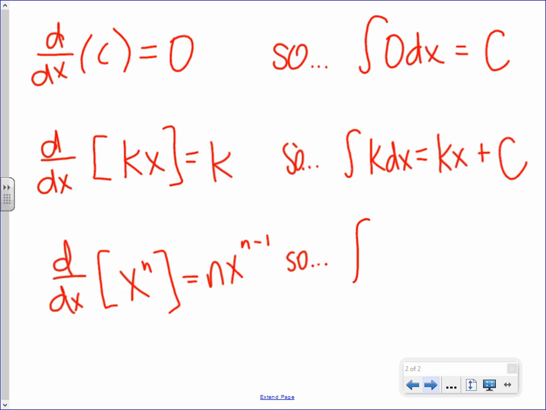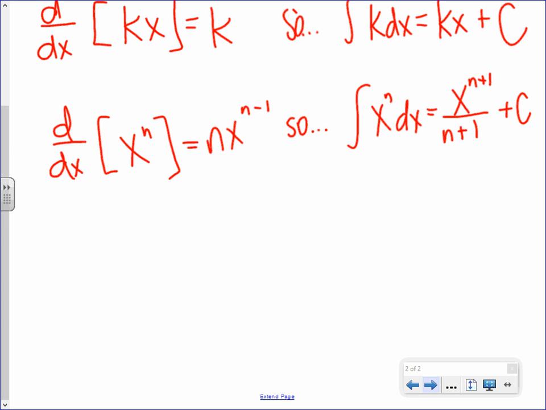So now we have to go backwards from that. If we have the power rule inside of the antiderivative, we have to increase the power by 1 and divide by that power. You can either write it like this, or you can write it as 1 over n plus 1 times x to the n plus 1 plus c. I don't care how you write it, but I need you to understand the process. Going through this, you all did a very nice job coming up with that rule.